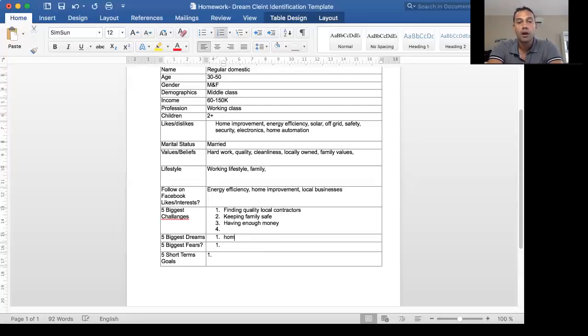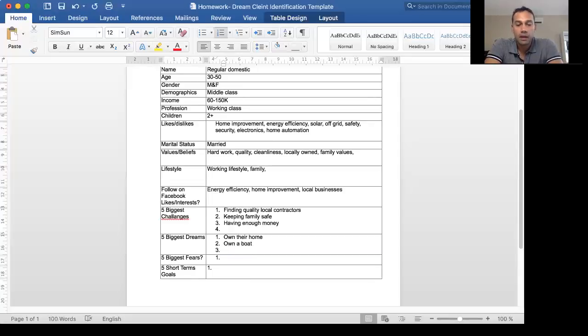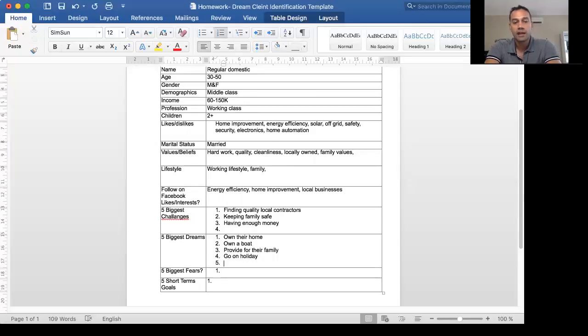Well, they probably want to own their own home, right? That's a real quintessential Australian. Own their own home. I don't know, own a boat, provide for their family, stuff like that. These are their dreams, go on holiday. And of course, every single person in the world dreams about finding a quality local electrician. Okay, got to add that one in.